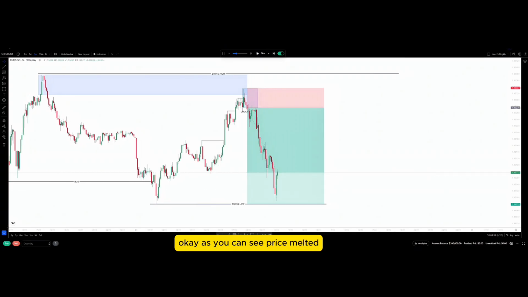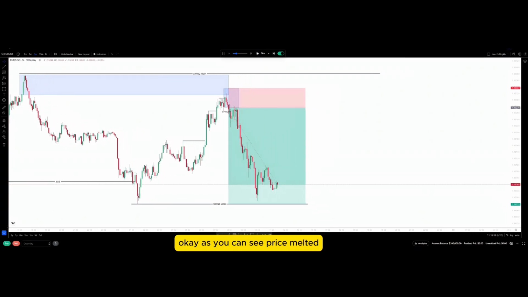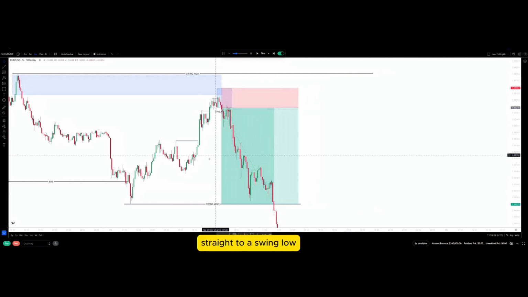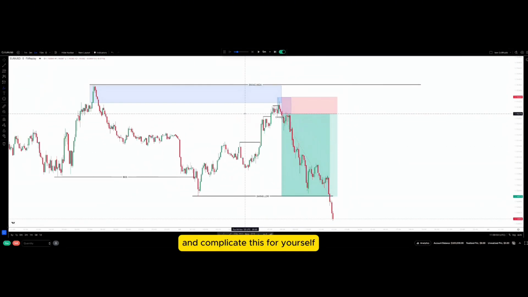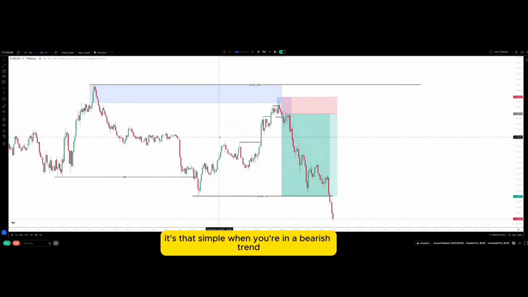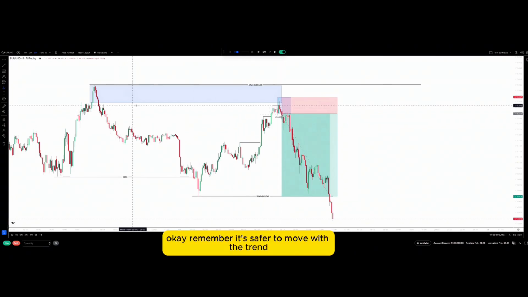Okay, as you can see, price melted straight to our swing low. Don't complicate things for yourself. It's that simple. When you're in the bearish trend, you look for sell opportunities. When you're in the bullish trend, you look for buy opportunities. Okay, remember, it's safer to move with the trend.